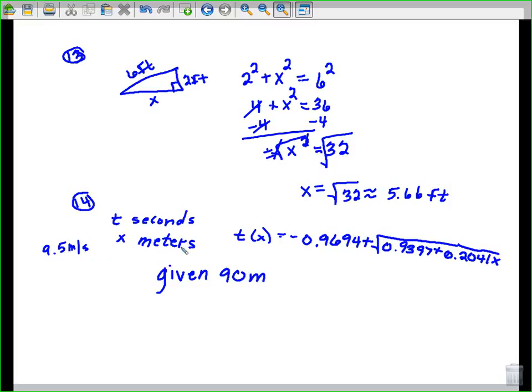Now, guys, if you labeled your stuff at the beginning, you tell me 90 meters. What am I doing with that? Where does it go into my equation? Is it going to be what the equation is equal to, or is it going in for my x? Yeah, for x. And it even reiterates it when it tells me to solve for how many seconds. In other words, solve for t. So we have t equals, and plug in your x.